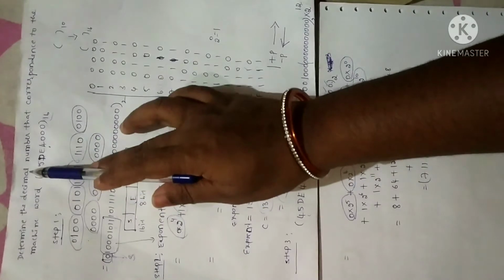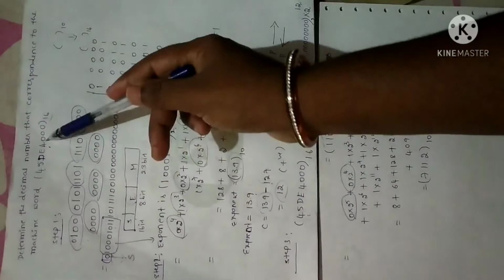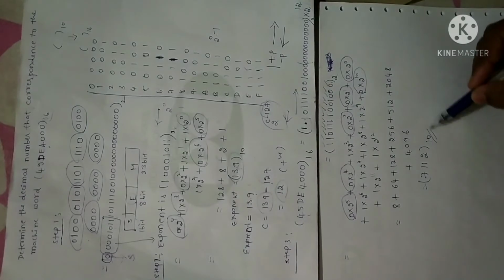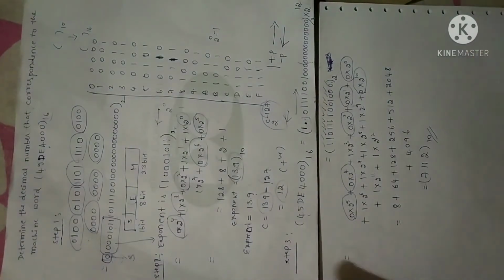That is what they have asked, right? So decimal number we have to find out which is corresponding to the given word. So this is the required decimal number. Hope it is clear. Now let me solve one more problem based on the same concept so that you will understand well. So here is a second question for you.